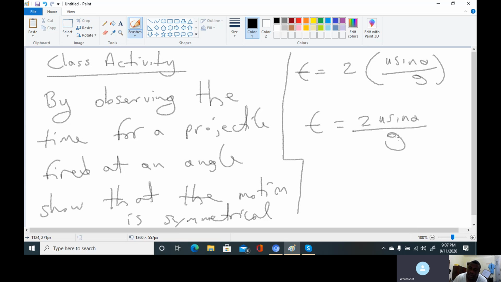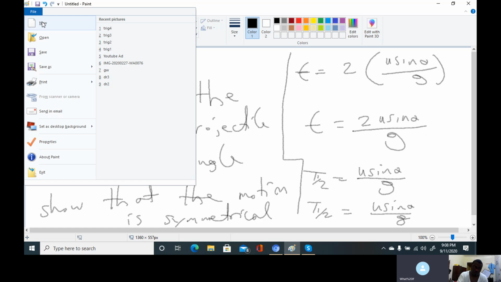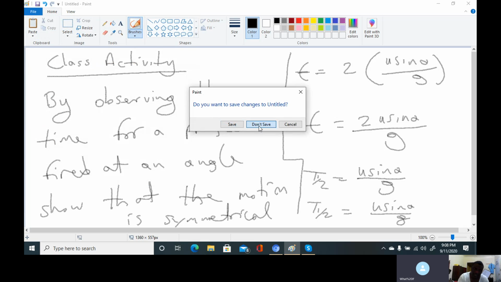All right, so for half motion, you can tell them that T half will be u sine theta over g, and the same for the next half of the motion. Therefore, that's how we know it's symmetrical. All right, so no problem. Perfect.